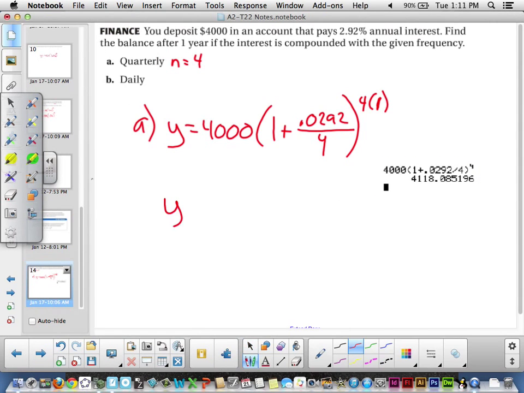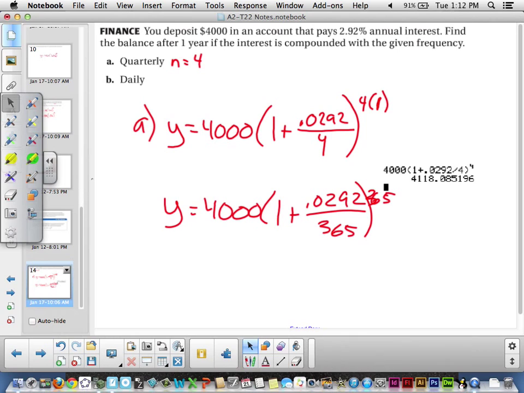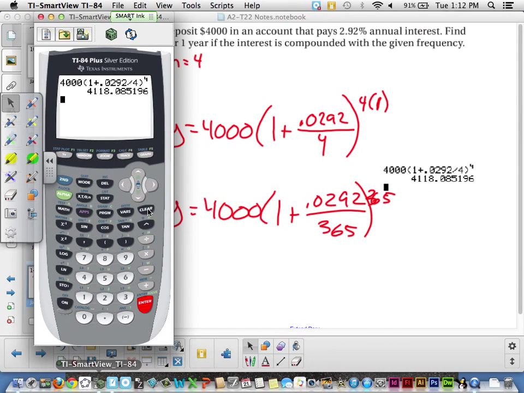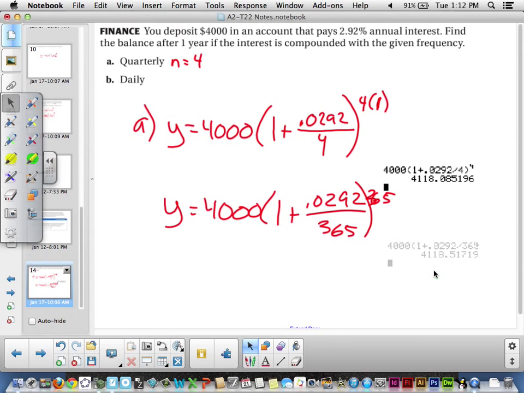Trying the next one. Instead of 4, you go 365 because it's daily. And you got $4,118.51 instead of $4,118.09. So that's exponential growth. Tomorrow we'll look at what happens when you go the other way, going down, and that's exponential decay.